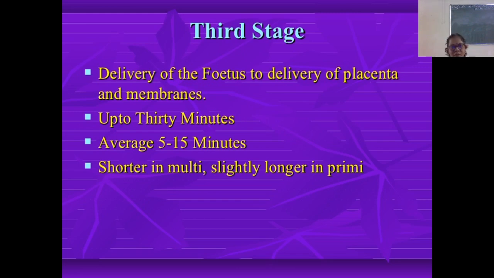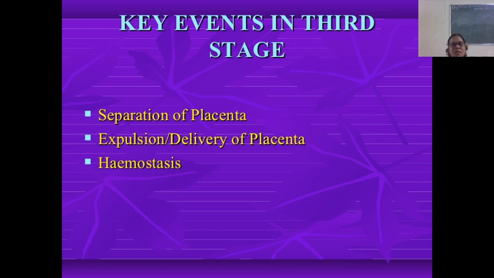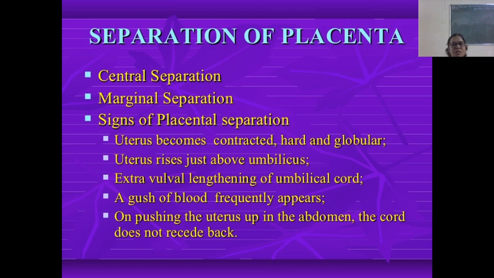It takes up to 30 minutes and the average is 5 to 15 minutes. In case of primipara it may take up to 30 minutes, and in case of multipara 5 to 15 minutes. It is shorter in multipara, slightly longer in primipara. Then the key events in the third stage: separation of placenta, expulsion and delivery of placenta, and hemostasis. We have seen this already. Separation of placenta occurs through central separation or marginal separation.